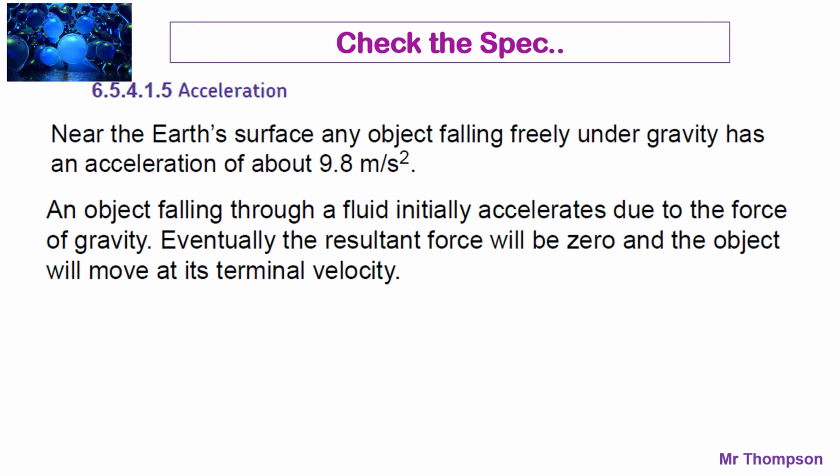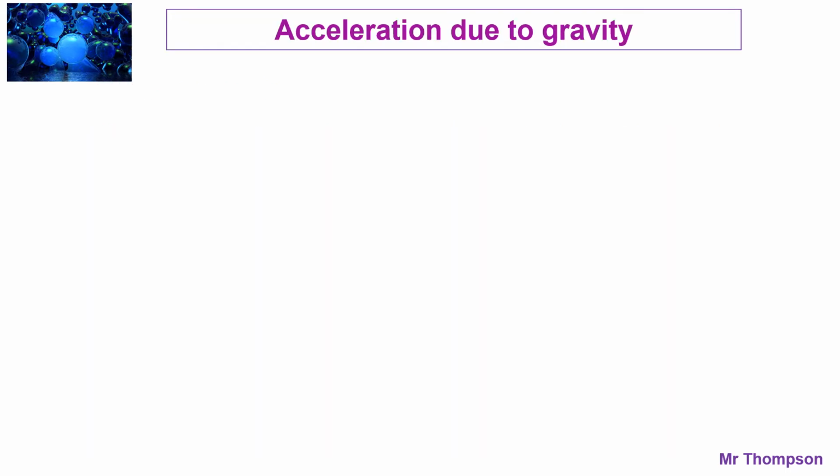And then an object falling through a fluid initially accelerates due to the force of gravity, then eventually the resultant force will become zero and it'll move at a terminal velocity. Key you understand the word fluid doesn't just mean liquids. A fluid is something that can flow, so that refers to liquids and gases. So let's have a look.